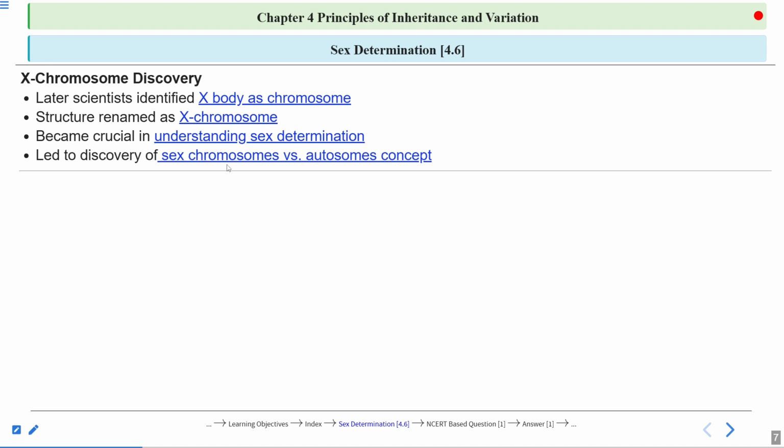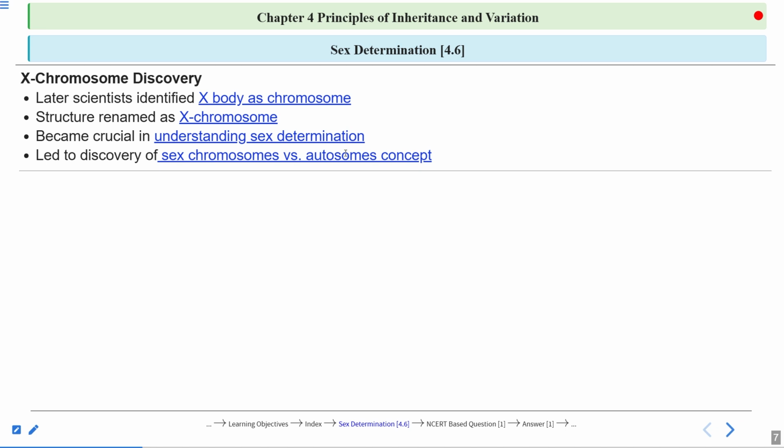So this led to the discovery of sex chromosome versus autosome concepts as well. In humans also, you have autosomes and the sex chromosome. So in any organism, you have autosomes and the sex chromosome. In humans, you have in total 46 chromosomes or 23 pairs of chromosomes. Out of 23, you have 22 autosomes and there is one pair of sex chromosomes.